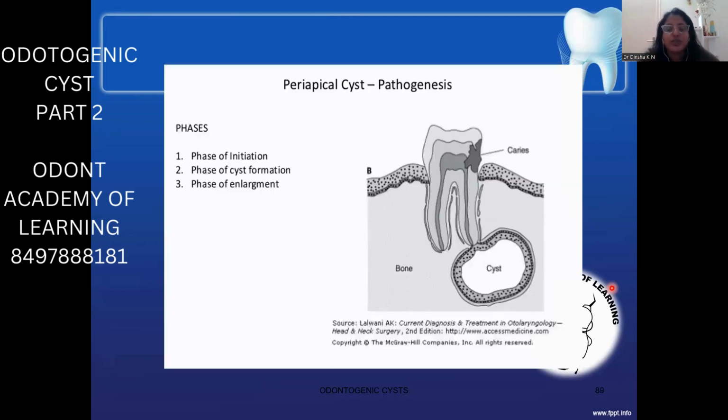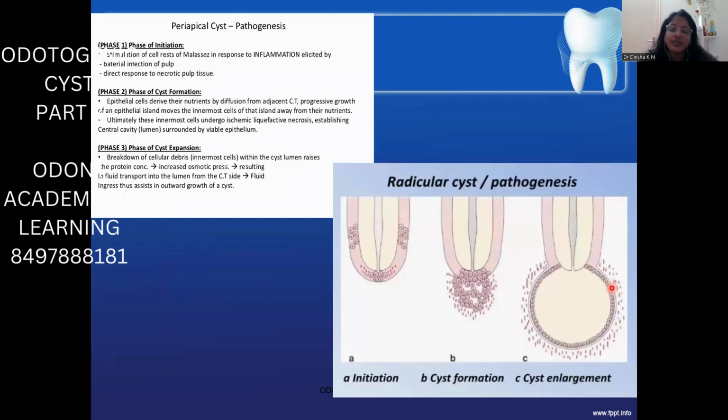The pathogenesis, or the formation of the cyst, is explained in three phases, which include a phase of initiation, a phase of cyst formation, and a phase of enlargement. The phase of initiation is nothing but a stimulation which will proliferate the cell rests of Malassez. Whereas in the phase of cyst formation, as the cells proliferate into a larger mass, the cells in the center will lack supply or nourishment, and undergo necrosis.